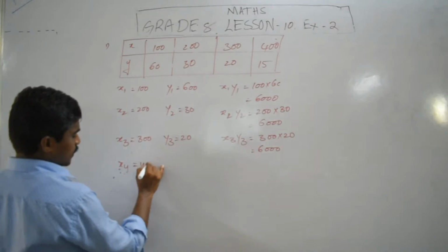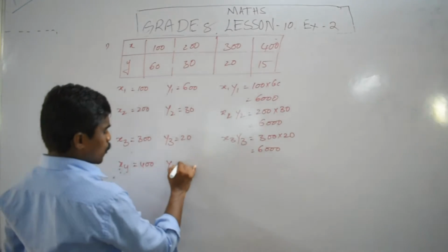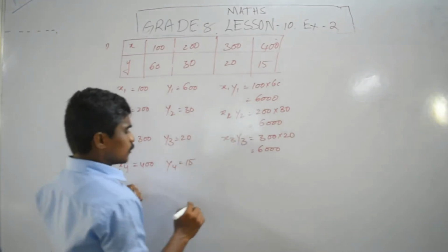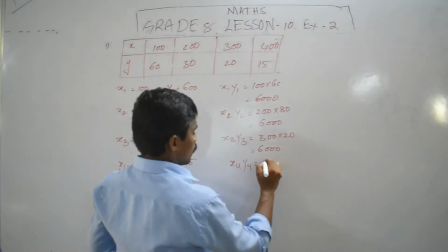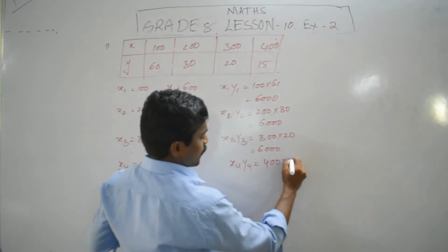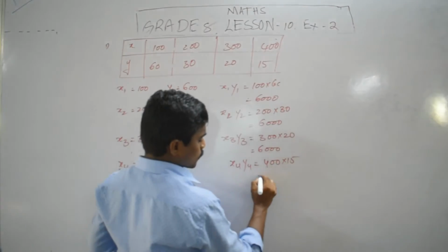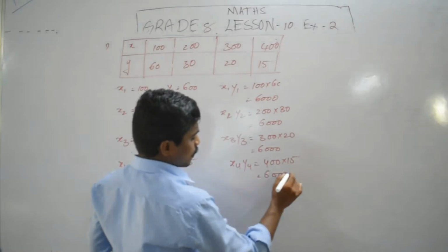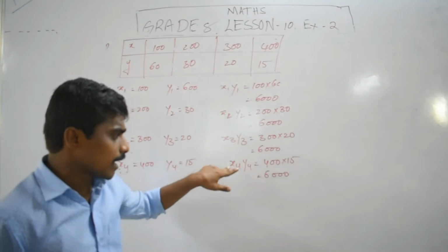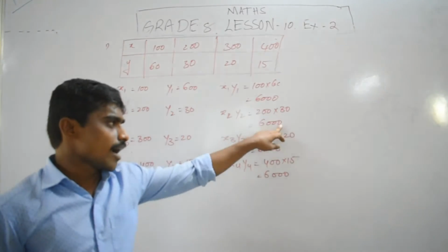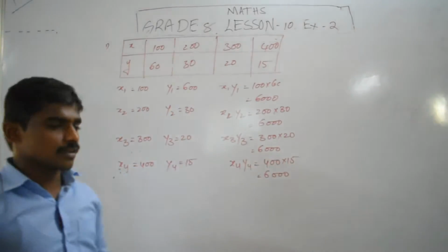x4 400, y4 15. So x4 cross out to y4. 400 cross out 15. 15 4s are 60, 6000. Here see, both quantities we are multiplying, all are equal, 6000 only.